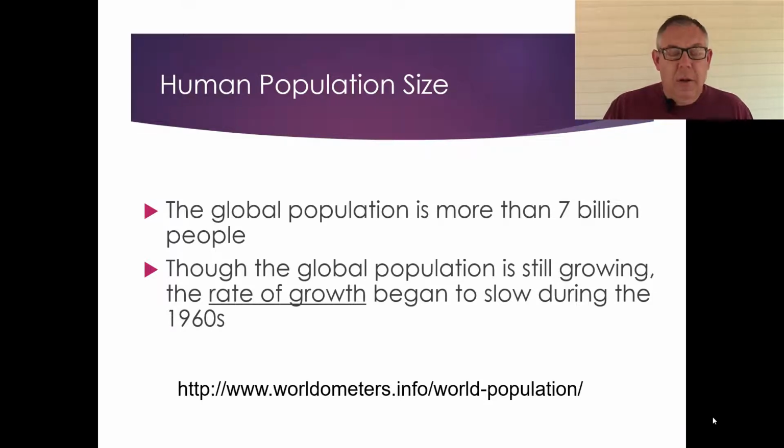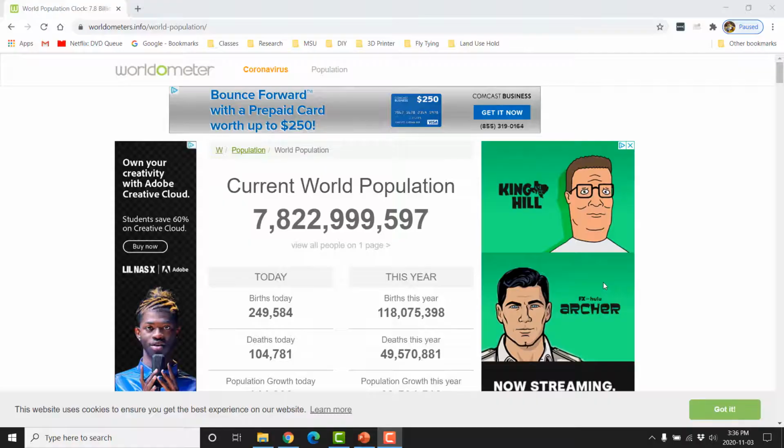So I've got a website here, and we're going to jump to that and just see how quickly the human population is growing at this point in time. So I just jumped onto that web page, and you can see the current world population is about 7.8 billion. And you can see how quickly it's ticking up. And if you look at the births today and the deaths today, you see that births are outnumbering deaths, and so that's why the population is growing. And this is an unimaginably huge number.